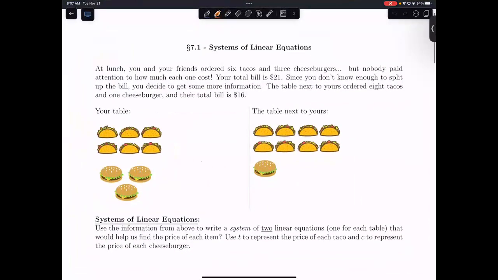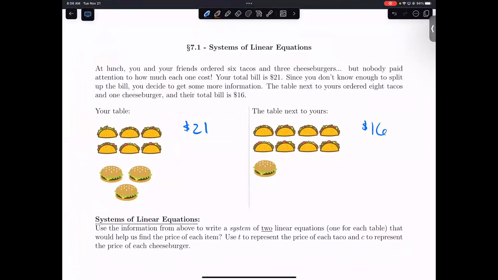Okay, so what are we looking at? Okay, and we have these two separate orders and we know the totals, right? This one is $21. This one is $16. And what's the problem? We don't know how to split the bill up because we don't know how much individual things cost.